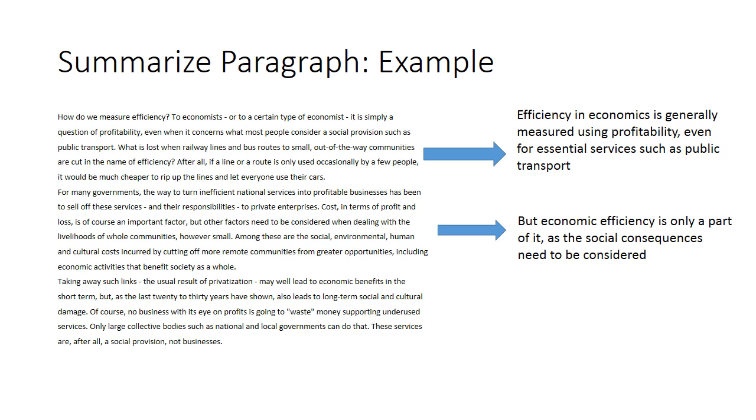The second paragraph: but economic efficiency is only a part of it, as the social consequences need to be considered as well. Okay, when we are looking at the other things, not only the monetary terms, there are also social consequences, which is given in the paragraph. It gives quite a few examples, like social, environmental, human, and cultural costs, which are all part of social consequences.